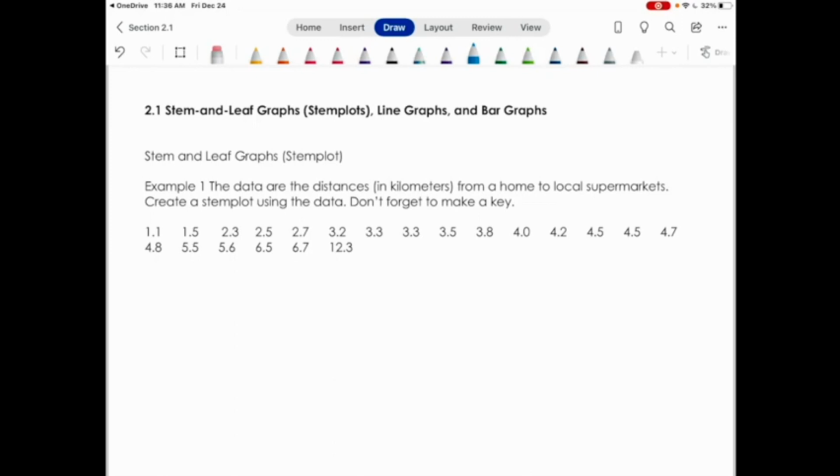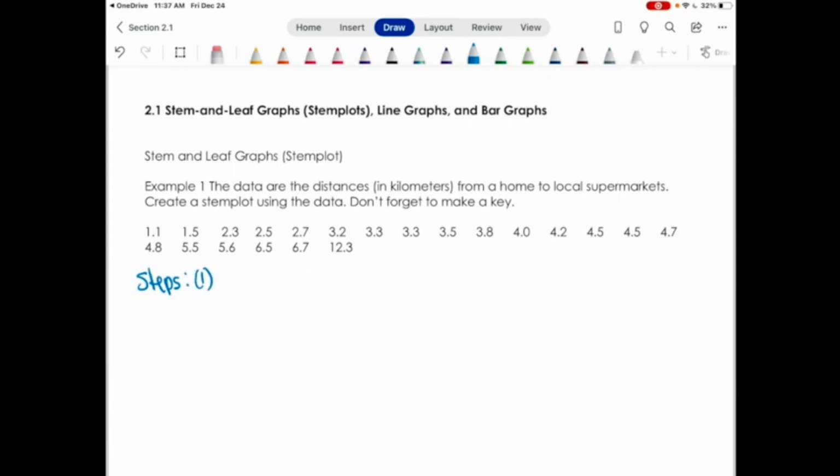So you want to make sure that when you're finished with your graph, your number of leaves is the same as the number of data values in your data set, because each of those leaves represents a data value. So that's a way you can make sure that you didn't miss any values in your graph. Okay, so first of all, let me list the steps here.